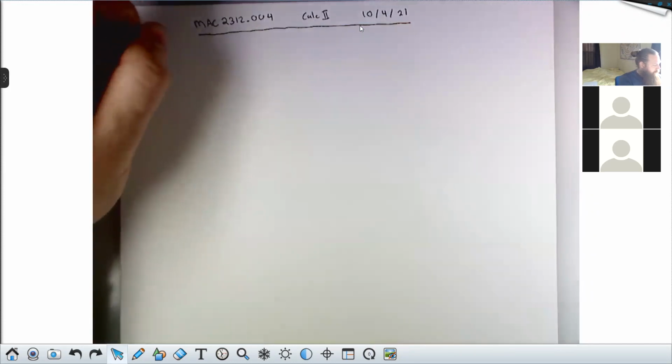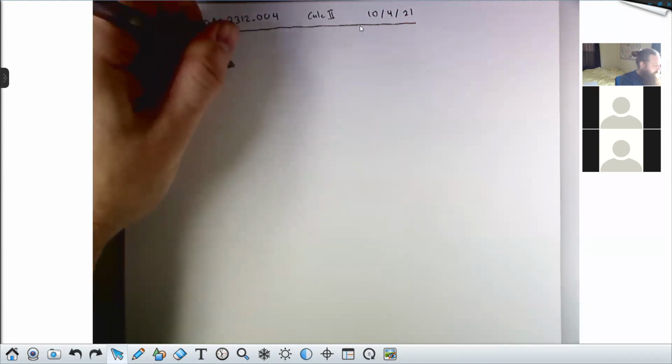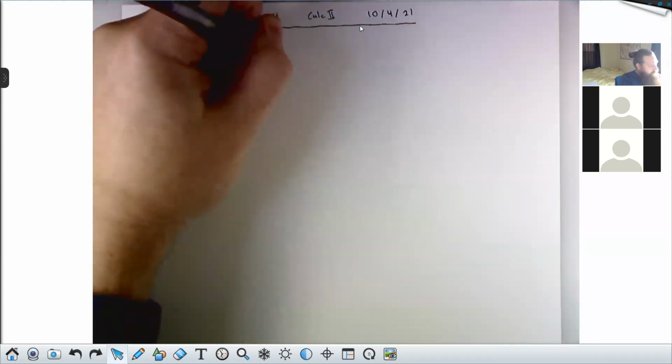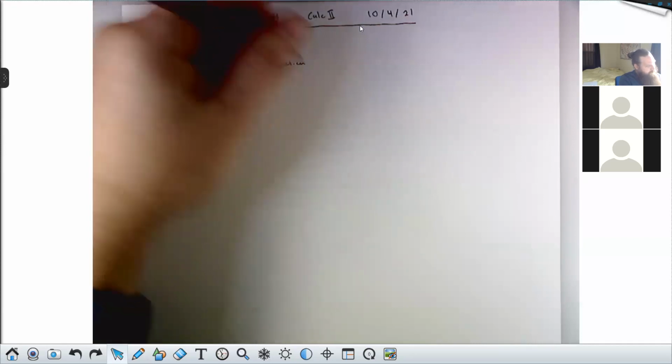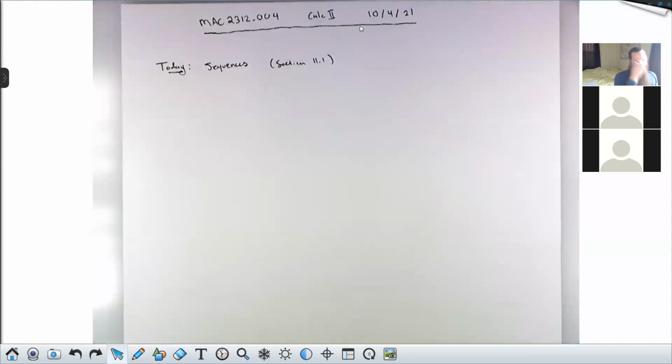Today, we're talking about sequences, which is section 11.1. So it's a big jump in the book. We're going to come back to chapters 8 and 10 a little later in the course, but it makes sense to put all the convergence stuff together. They all work well with one another.